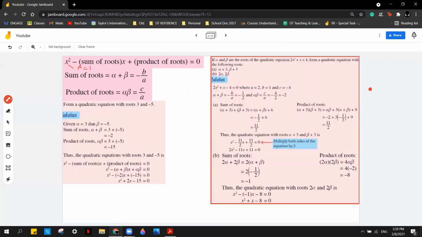Sum of roots means the two roots are being summed up, which is negative b over a. I'll show you the examples shortly. Also, product of roots means the two roots are being multiplied, which is c over a. So in a quadratic equation ax squared plus bx plus c equals 0, as I said, make a equal to 1, so x squared equals b over a x plus c over a equals 0.